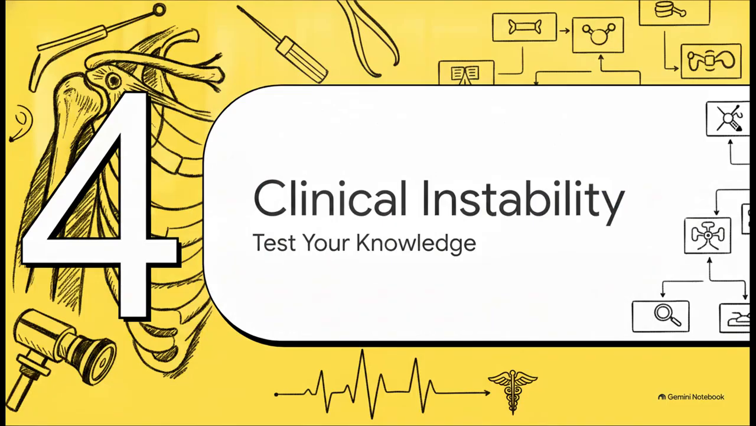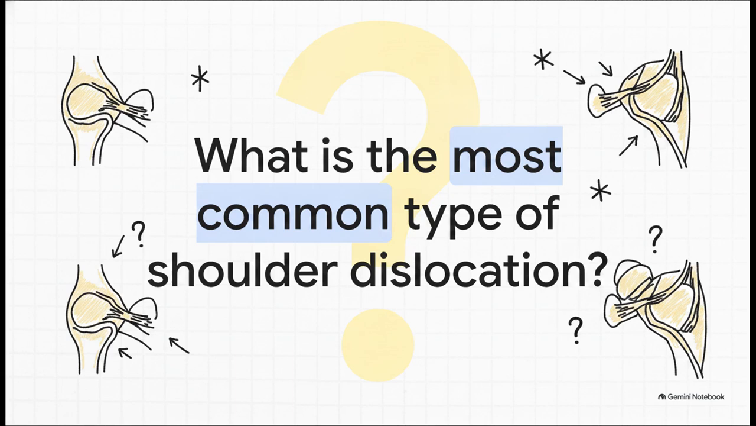Okay, Section 4. It's time for a clinical instability check to test what we just covered. Based on the ligaments and the complex joint structure we just mapped out, I want you to think about where the shoulder joint is most structurally vulnerable. What is the most common type of dislocation in the shoulder joint, and why? Take a quick second to picture the anatomy.